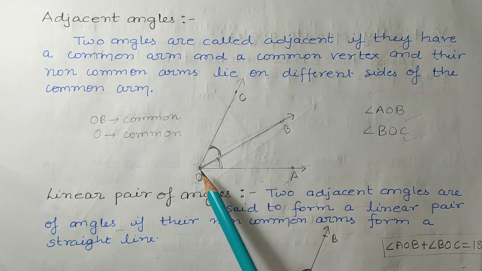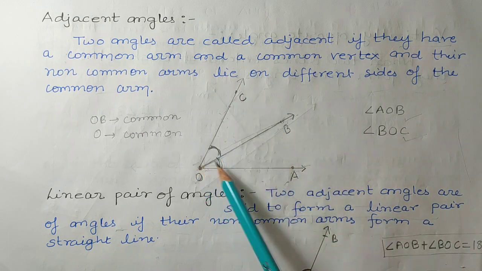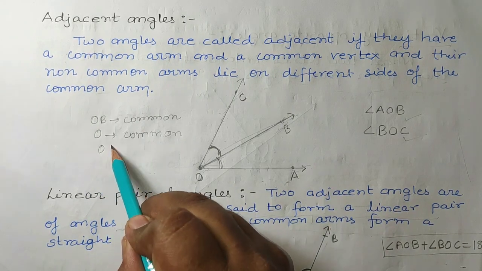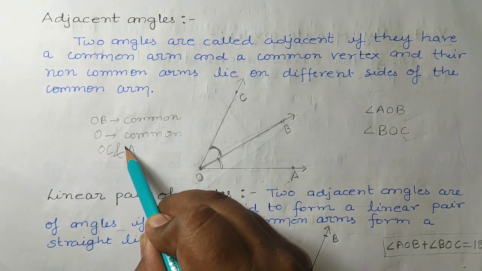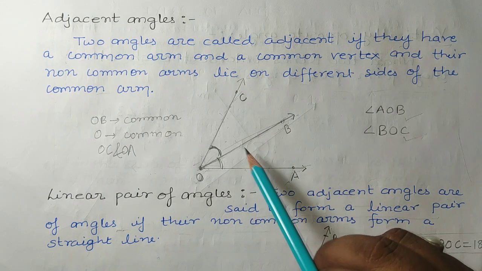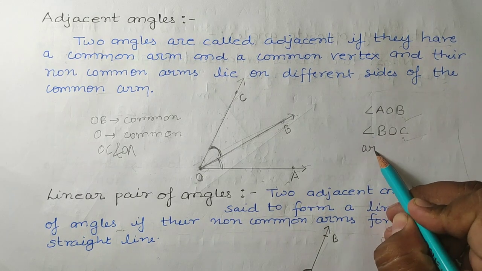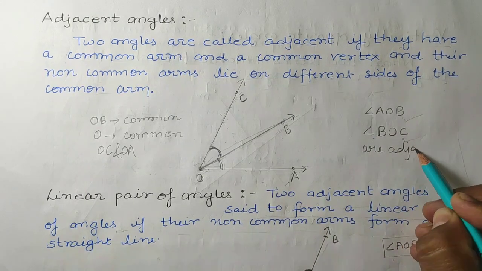So here vertex O is common, ray OB is common, and OC and OA are on different sides of the common ray. So these two angles, angle AOB and angle BOC, are adjacent.